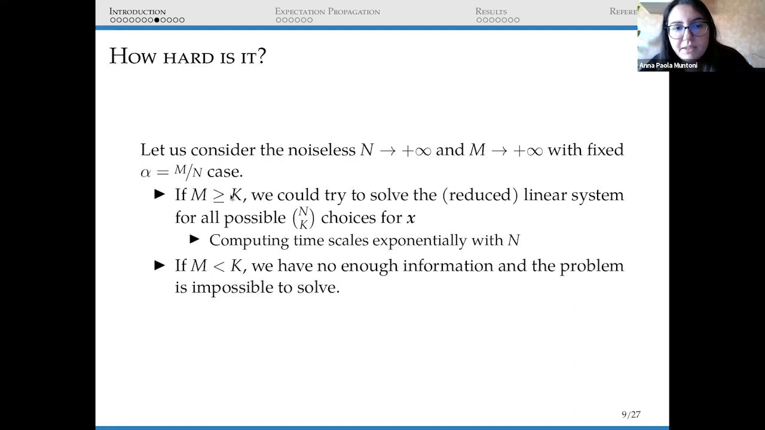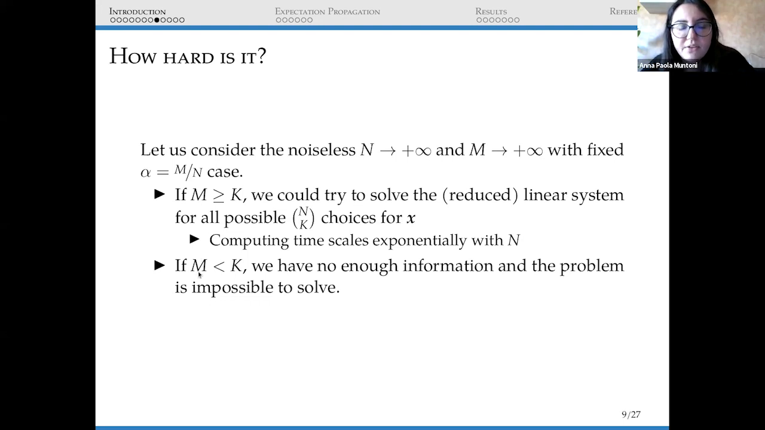So my system of equations here will be either solvable, or I will have an over-determined system of linear equations, because I have more equations than the number of unknowns. But unfortunately, in this regime, the number of possible choices that I have to try scales exponentially with the system size, the number of elements of X, and so it's computationally intractable.